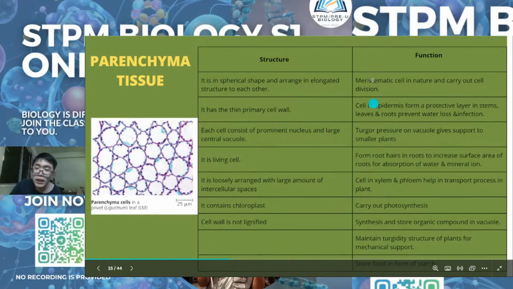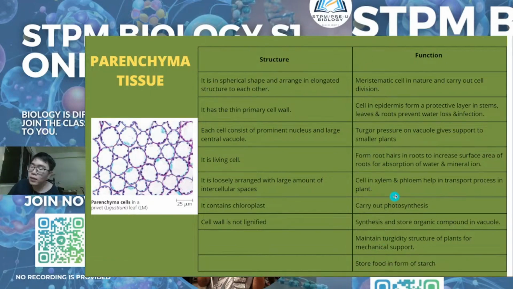Okay, so there are many functions here. Actually the easiest function is to carry out photosynthesis because it contains chloroplast. So chloroplast will do photosynthesis. Okay, and then what are the other functions? It is meristematic in nature and carries out cell division. And then the cells in the epidermis form a protective layer in the stem, leaf, and roots to prevent water loss. So normally, if the epidermis contains parenchyma cells, it protects the stem, leaf, and roots. And it has turgor pressure in the vacuole that gives support to smaller plants.